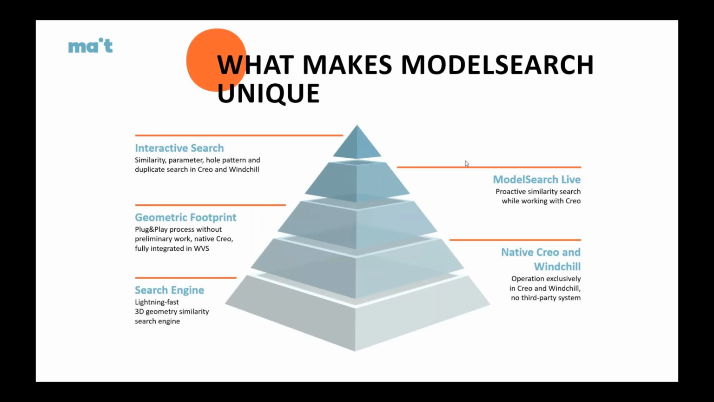It's a very fast search engine looking for three-dimensional geometry. It's native to Creo and Windchill, so it sits right on top of your existing software. There's no third-party software needed. ModelSearch uses a geometric footprint for its searches, and this is native to Creo and fully integrated in Windchill. While we're working inside of Creo, ModelSearch Live does a proactive similarity search inside of our Windchill database. So we don't even need to look into Windchill when we're in Creo because ModelSearch Live will do that for us. And it's certainly an interactive search system where we're looking for geometric similarity, we're looking for parameters, we can look for hole patterns, and we can look for duplicates inside of Windchill.